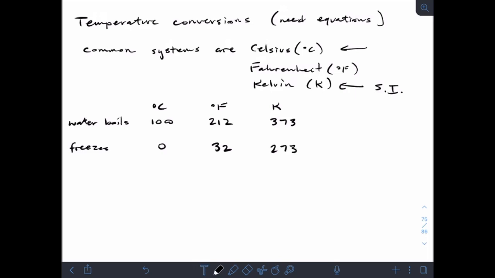Now notice that in Kelvin, between boiling and freezing is a difference of 100. In Celsius, between boiling and freezing is also a difference of 100. The only difference is they are offset by 273. So the easiest conversion is Celsius to Kelvin, or vice versa.